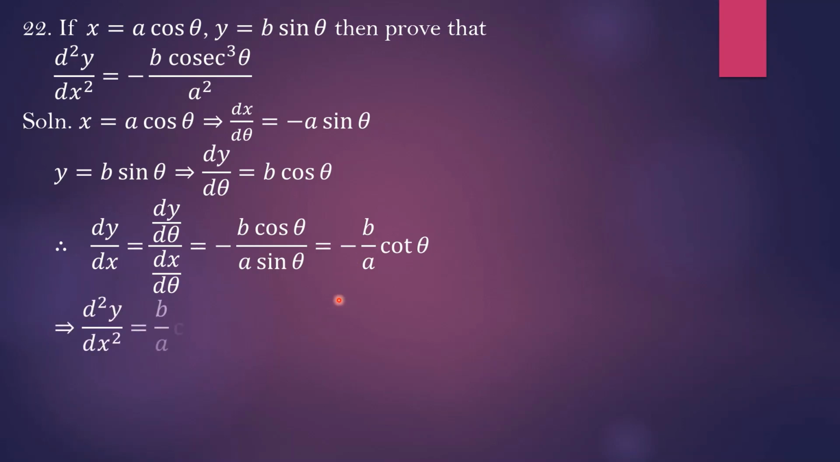So we take d2y dx2 is equal to minus b by a, a constant remaining the same, then the derivative of the cot function is minus cosec square. So with that minus cosec square, the minus makes it a positive number, and b by a remains the same, then this is cosec square theta.